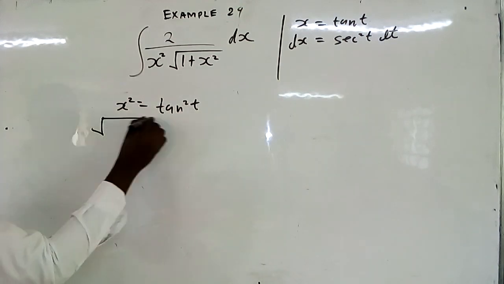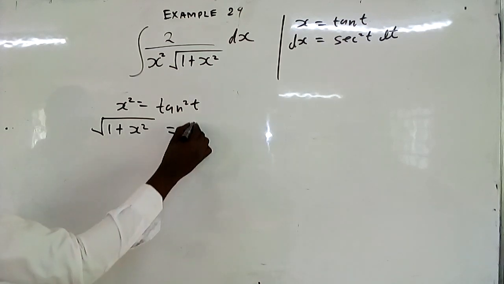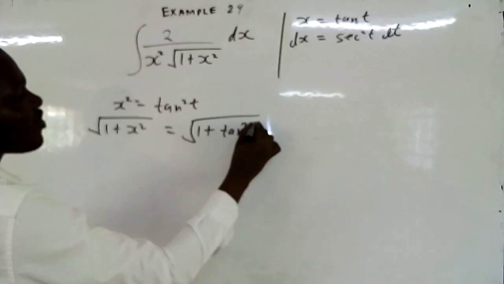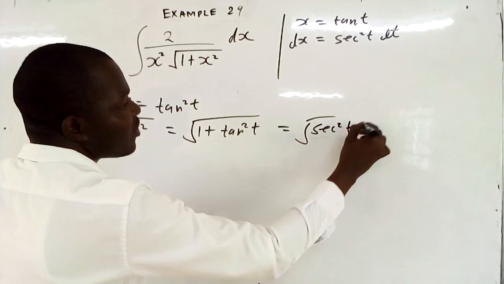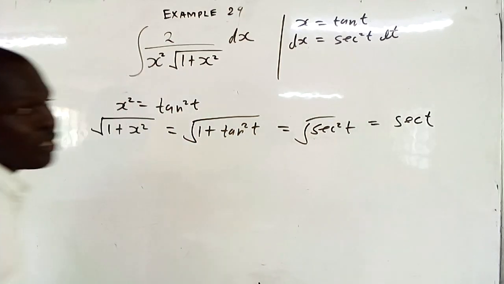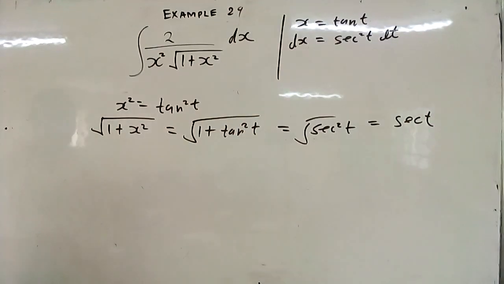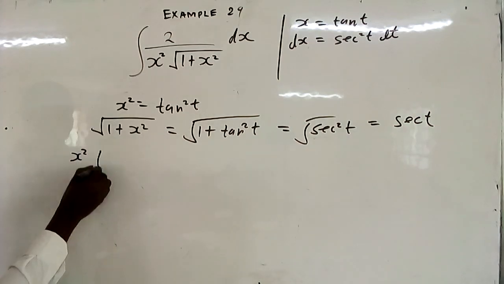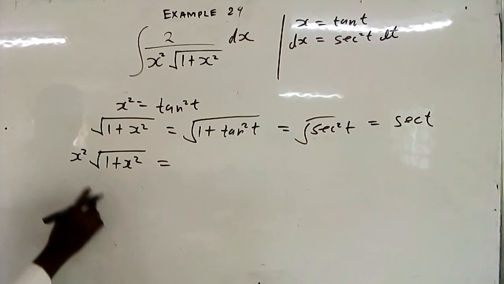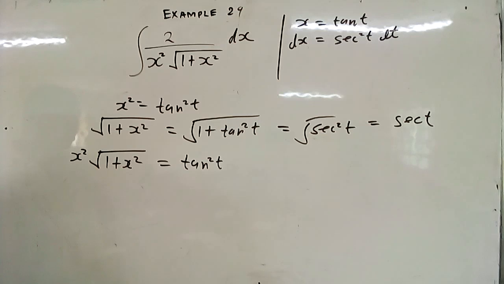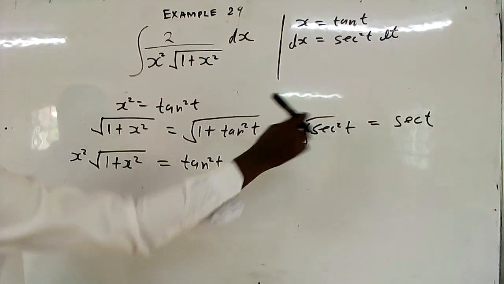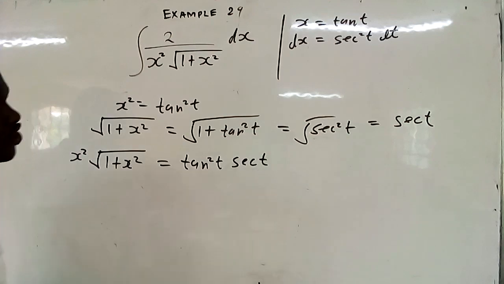Then what is the square root of 1 plus x squared? We found it is the square root of 1 plus tan squared t, isn't it? Which is the square root of sec squared t, which is sec t. Are we together there? So multiply them. Can you now multiply them? x squared times the square root of 1 plus x squared. What do you get? x squared is tan squared t, isn't it? Then the square root of 1 plus x squared is sec t. You are done with that.